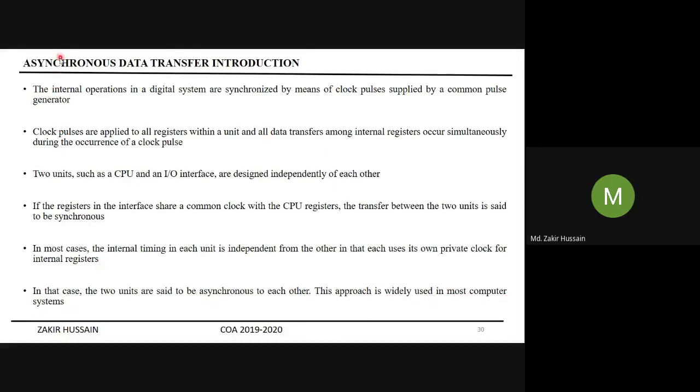This is self-explanatory. What is meant by asynchronous? If we use a common clock, then it is synchronous. If we use different clocks, it is asynchronous. That's it. But from an examination point of view, you have to put all these points when asked what asynchronous data transfer means.